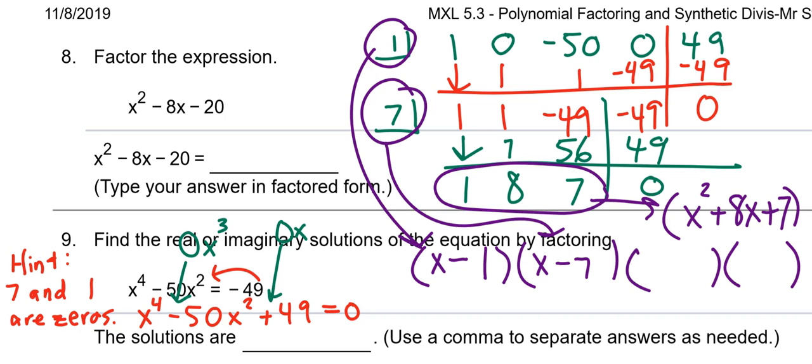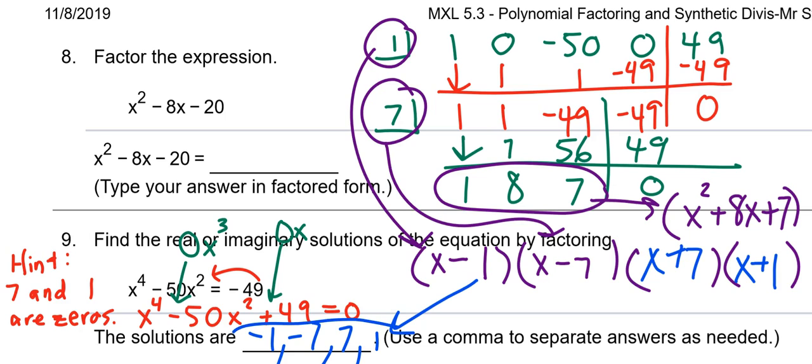Okay, so we should have gotten x plus 7 and x plus 1, right? Those are the two things that multiply together to give me 7 but add up to 8. Okay, don't talk over the top of me, please. Now, answer the question. Sorry, I'm drawing an arrow to the wrong line. Negative 1, negative 7. Then what? 7, 1. There you go.